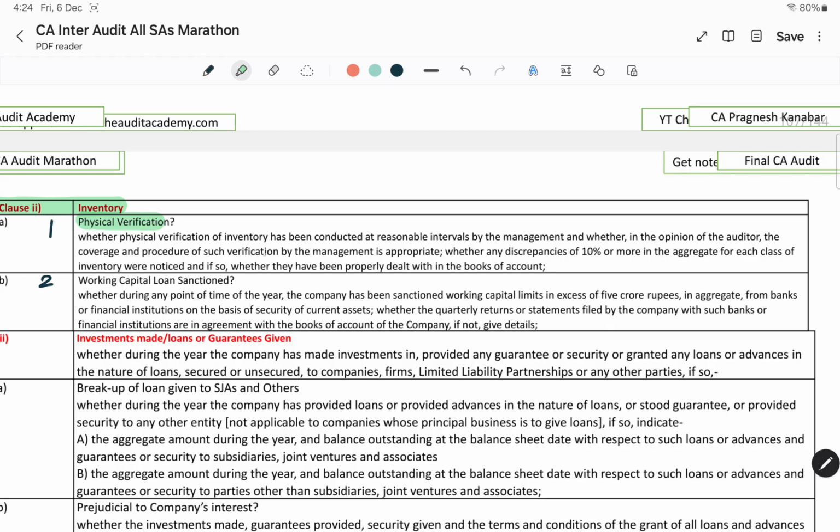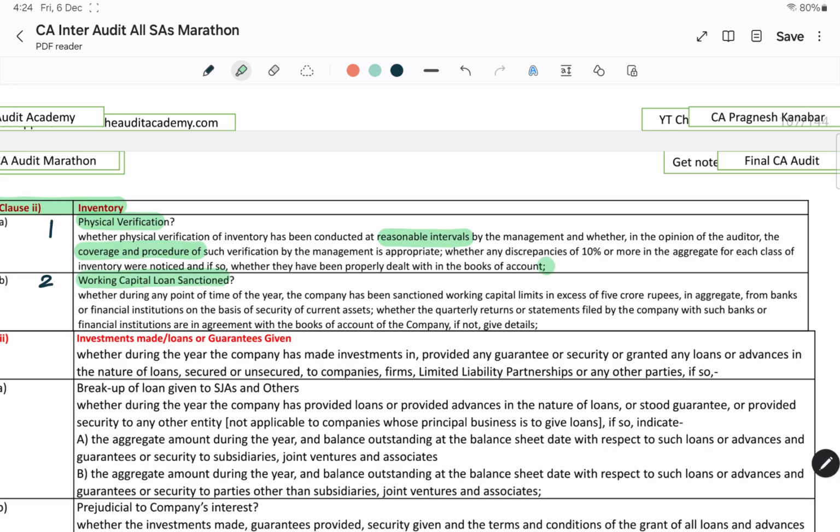Whether the physical verification of the inventory has been conducted at a reasonable interval by the management, and whether, in the opinion of the auditor, the coverage and the procedure of such verification by the management is appropriate, whether any discrepancies of 10% or more in the aggregate for each class of inventory were noticed, and if so, whether they have been properly dealt with in the books of account.